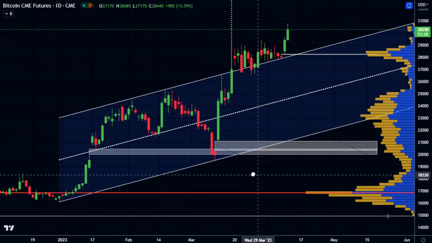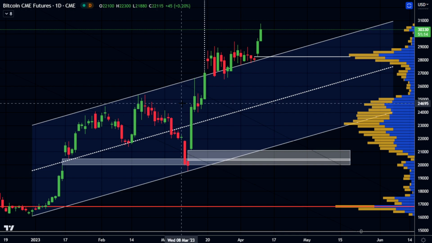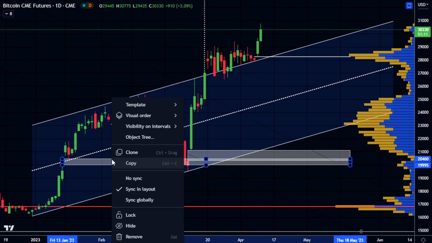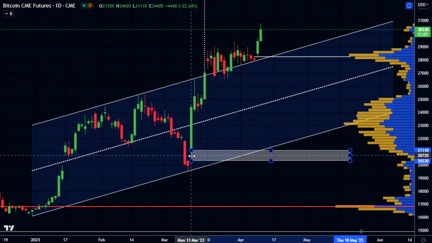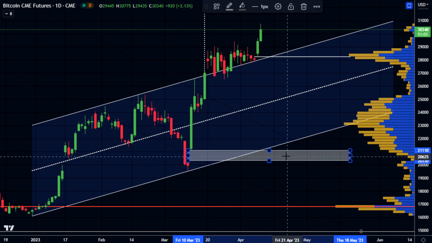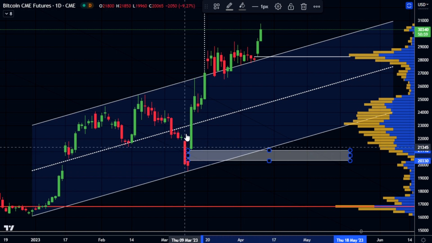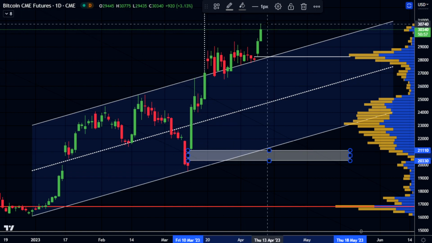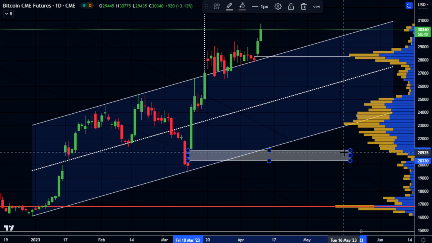And we do also have a gap that we made after this initial run from 20k. This gap's already been filled, so I can delete that one. But we do still have this gap further down here, which is at 20k to 21k. And I don't know if we will fill this gap. We did have quite a big move here, but we can't rule it out completely.